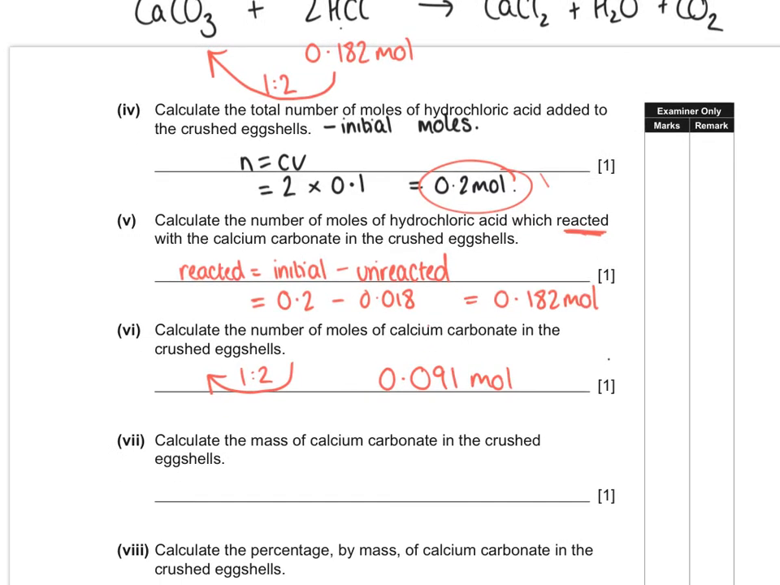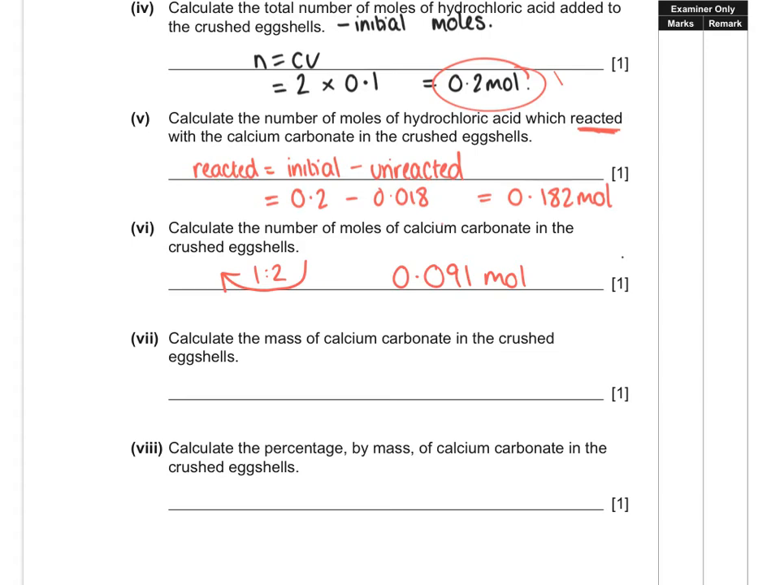Next part is calculate the mass. How do we get from moles to mass? Well, we use the equation mass equals N times RFM. Number of moles is from the previous question, 0.091. RFM of calcium carbonate is an easy one, of 100. And that gets us a mass of 9.1 grams.